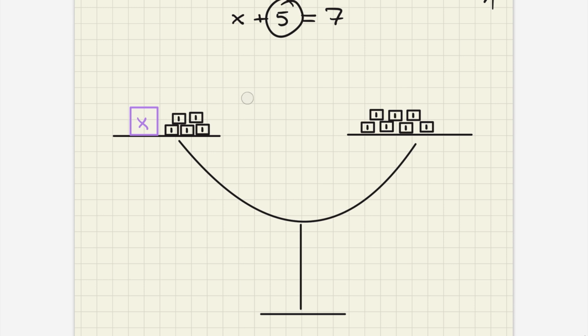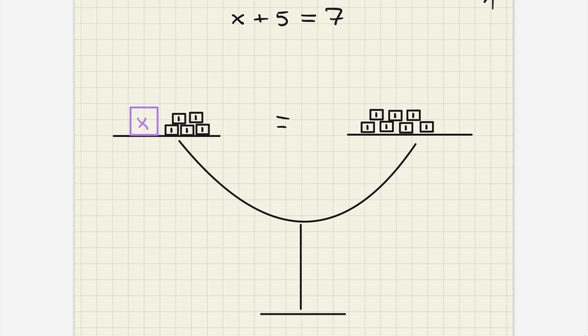And then we have to think, how are we going to show what x is? What we can do is say we have one weight of x kilograms, and we don't know what x is. It's some unknown weight. So that's what x is. So x plus 5 is shown right here on the left-hand side of the scales. And these weights are balanced, and then on the right-hand side, we'll have 7 1-kilogram weights. And that's how we would represent this equation, x plus 5 equals 7.